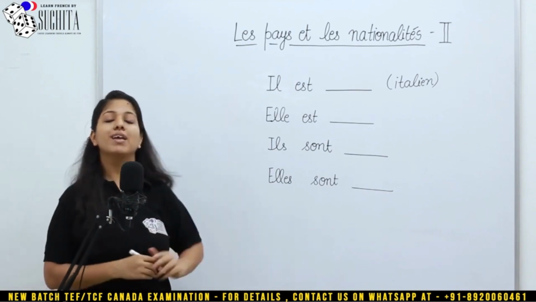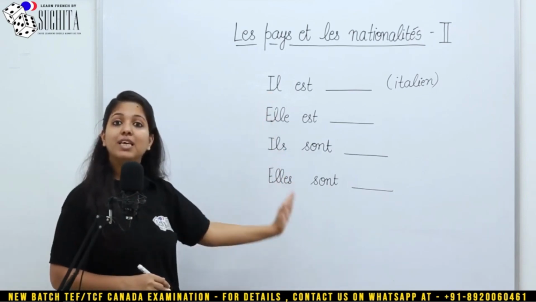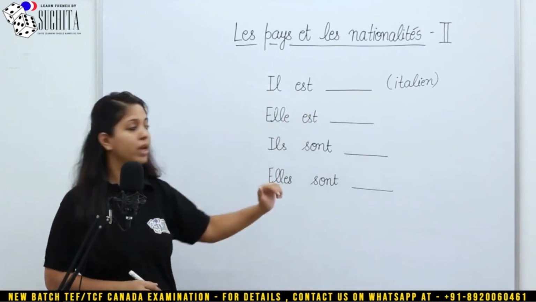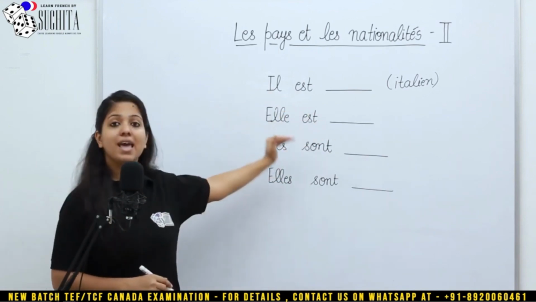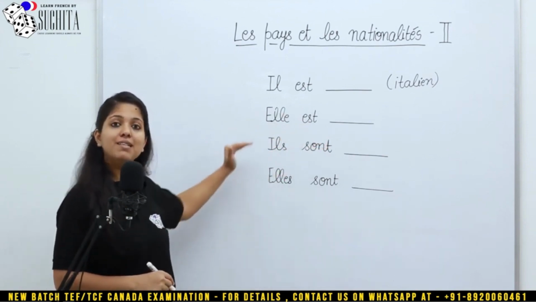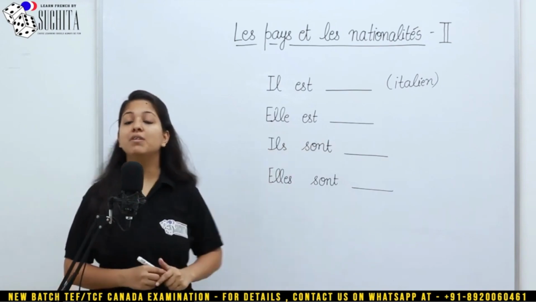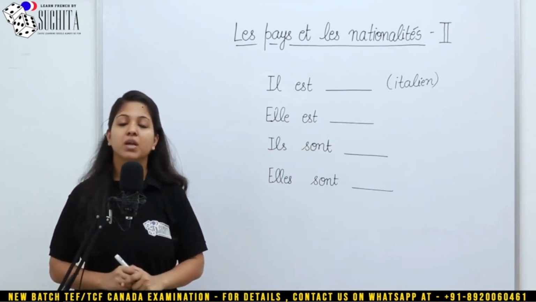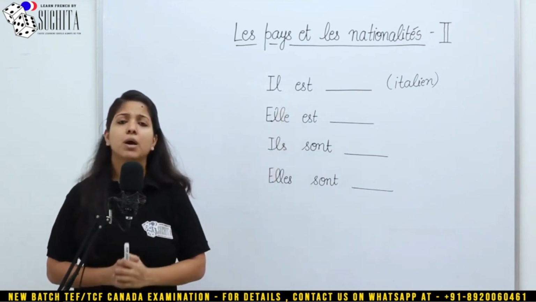Here I have written 4 examples in front of you and you need to fill each blank with the nationality, which is Italien. Okay. Now, il est, elle est, ils sont, et elles sont. So that means you need to fill them with the nationality, which is Italien. Now, before we actually do this, I'm going to explain you a concept.